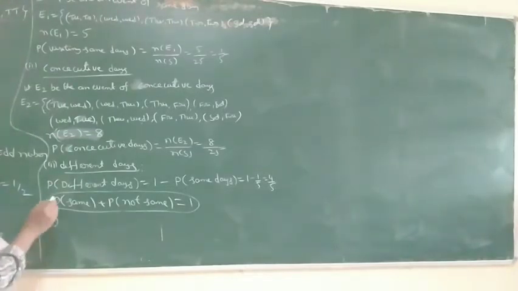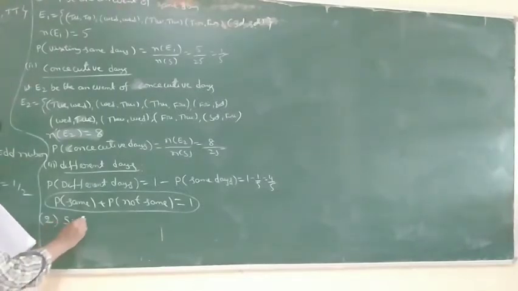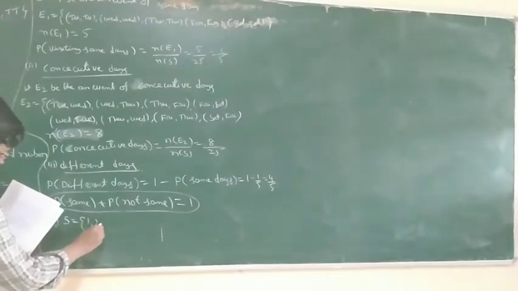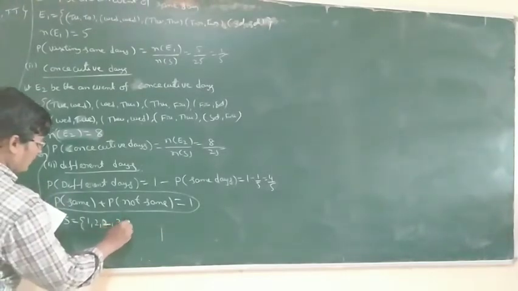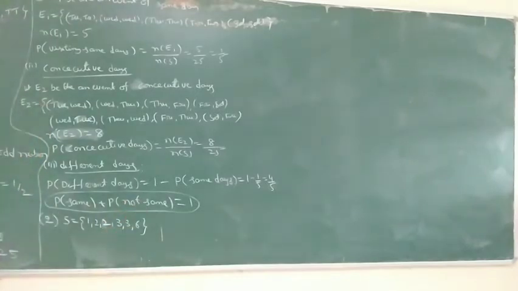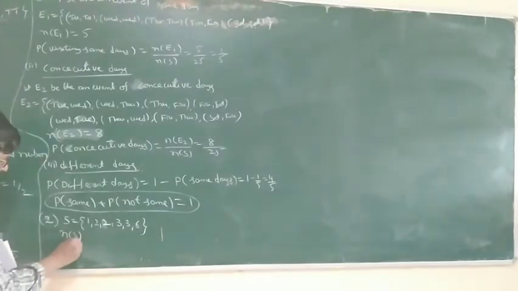Second problem. A die is numbered in such a way that its faces show the numbers 1, double 2, double 3, 6. Next, it is thrown 2 times. What is the sample space? N of S is equal to N of S.